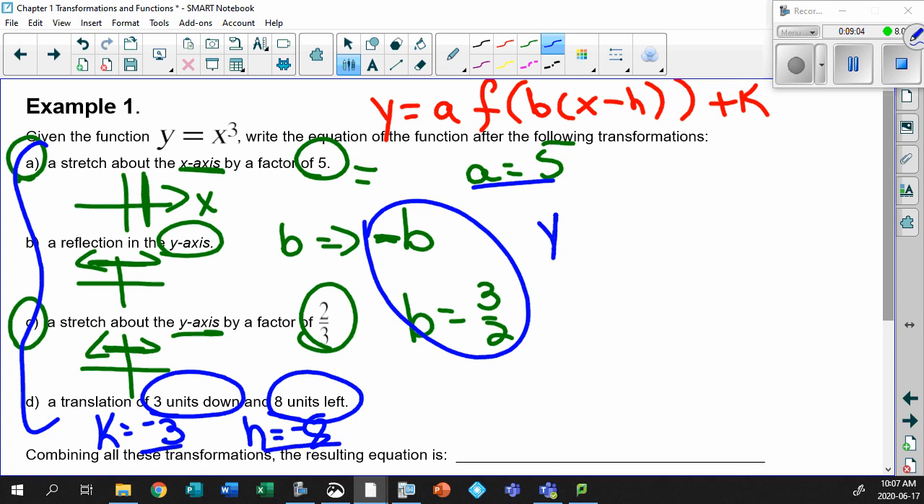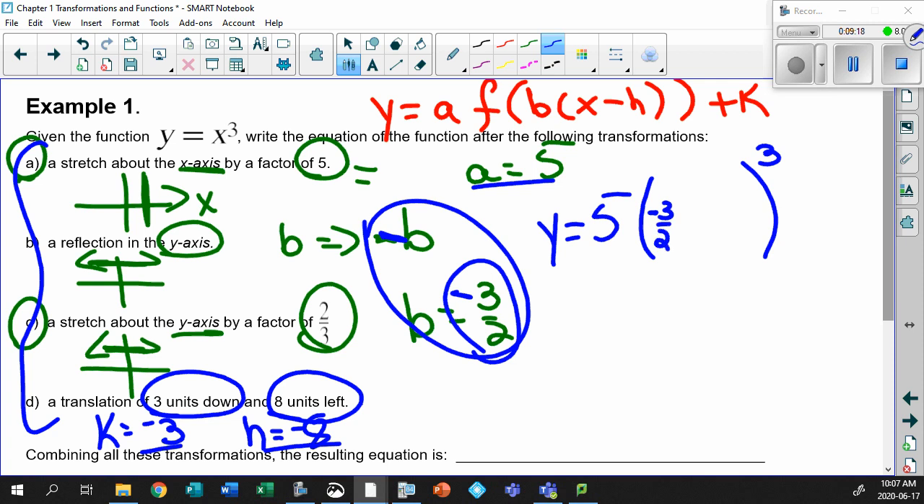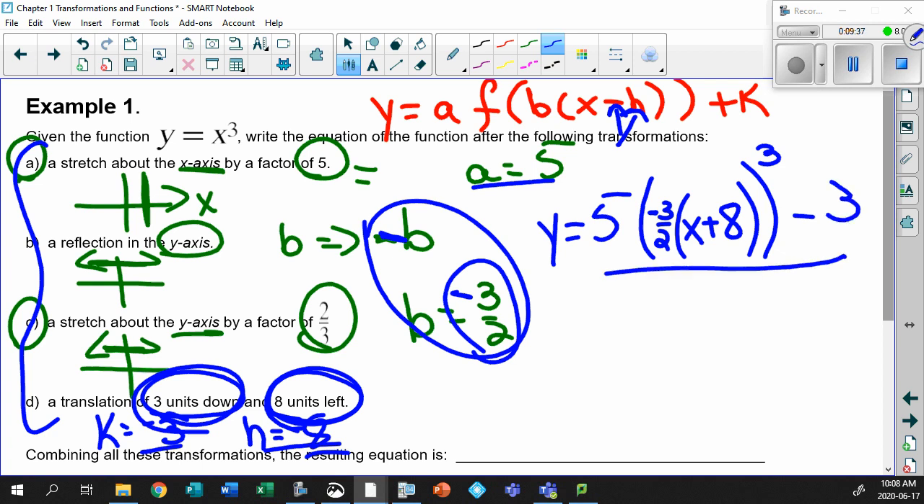So here we go. y equals, A value is 5. Your function is a cubed function. Your B value is -3/2. Don't forget the brackets. There's your brackets. You're going 8 left. Well, 8 left. Remember, this becomes a positive when the h is a negative. So this is x plus 8. And then finally, 3 down means -3. There's what your transformed function looks like. Oh boy, that was an incredible question.